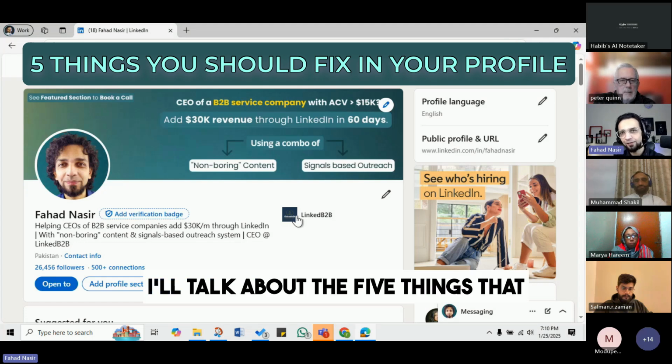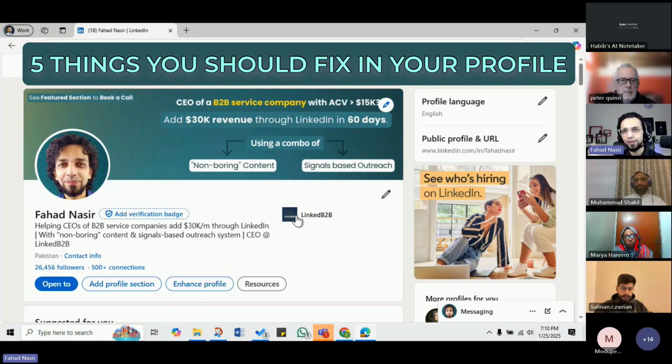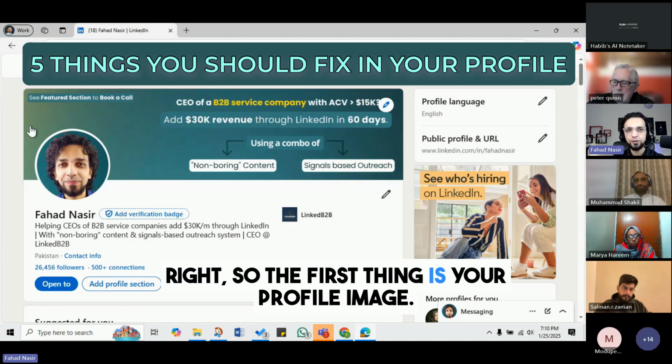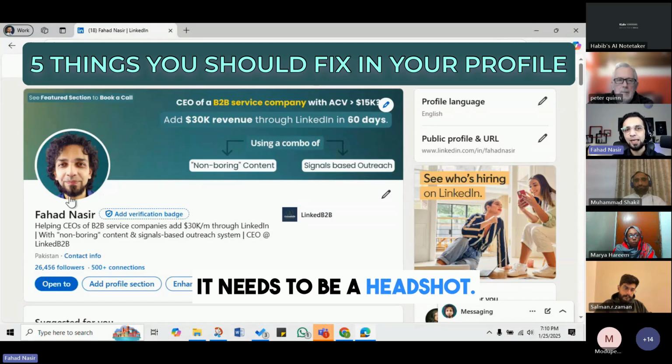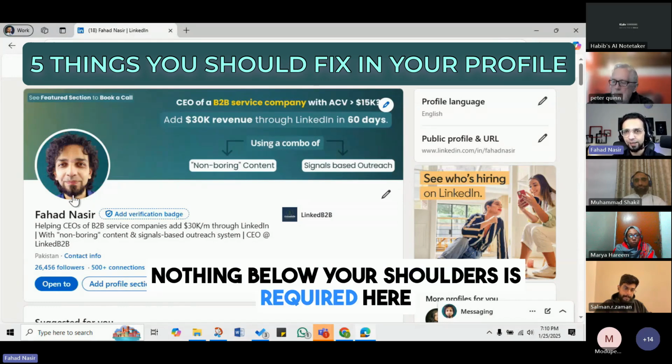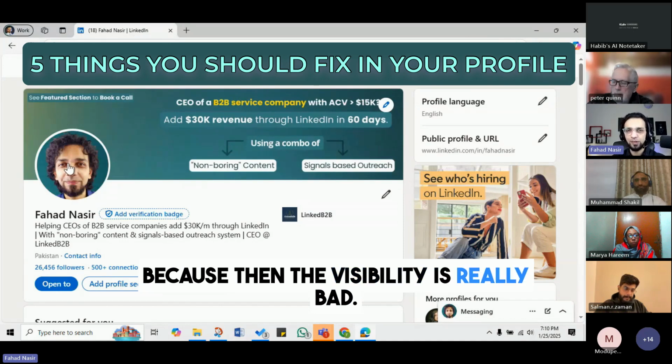I'll talk about the 5 things that you can fix on your profile. Right. So the first thing is your profile image. It's very important. It needs to be a headshot. Nothing below your shoulders is required here because then the visibility is really bad.